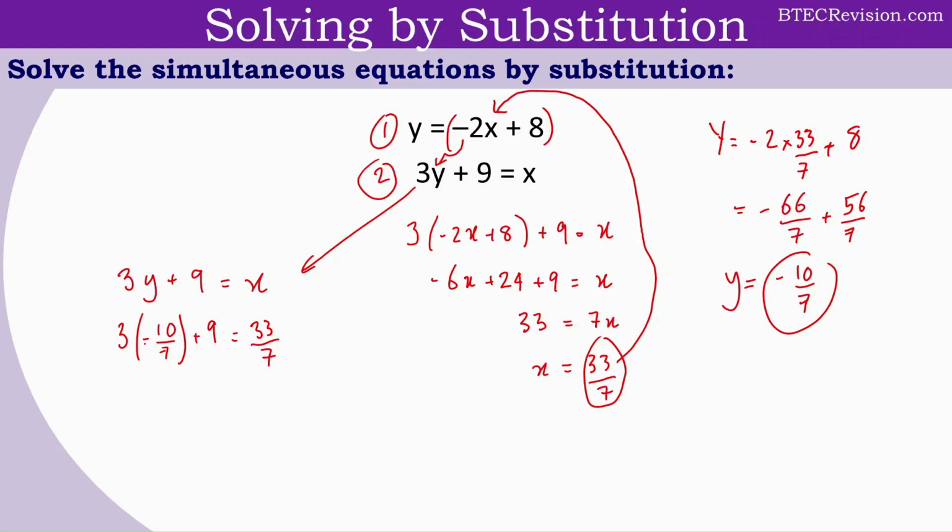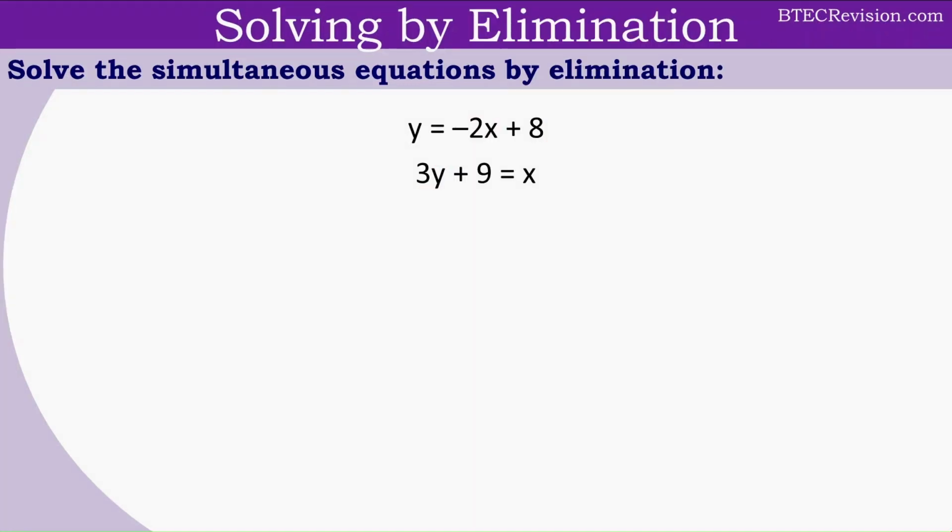So that's going to give us negative 30 divided by 7 plus 9. So that's 9 times 7, which is 63, divided by 7. And that's equal to 33 over 7. So negative 30 over 7 plus 63 over 7 is equal to 33 over 7. So this is correct. So we have solved the simultaneous equation. We've got our x and y value.